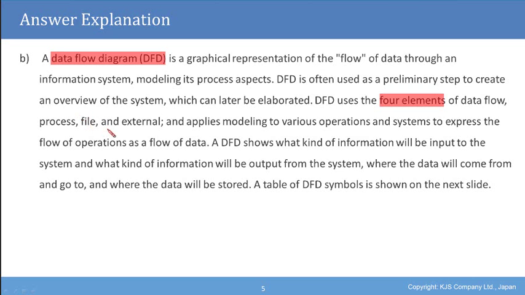process, file, and external, and applies modeling to various operations and systems to express the flow of operations as a flow of data. A DFD shows what kind of information will be input to the system and what kind of information will be output from the system, where the data will come from and go to, and where the data will be stored. A table of DFD symbols is shown on the next slide.